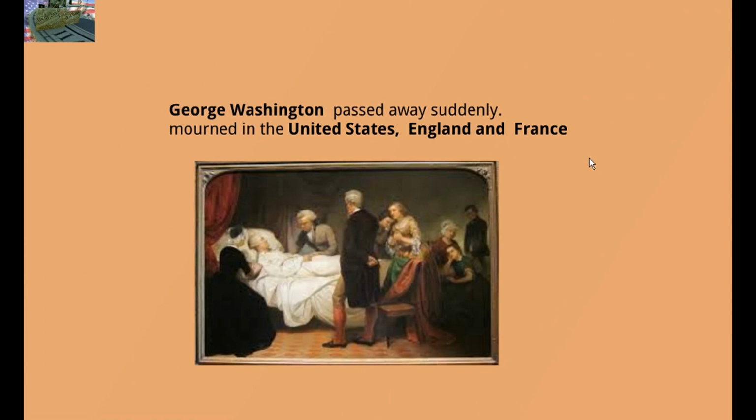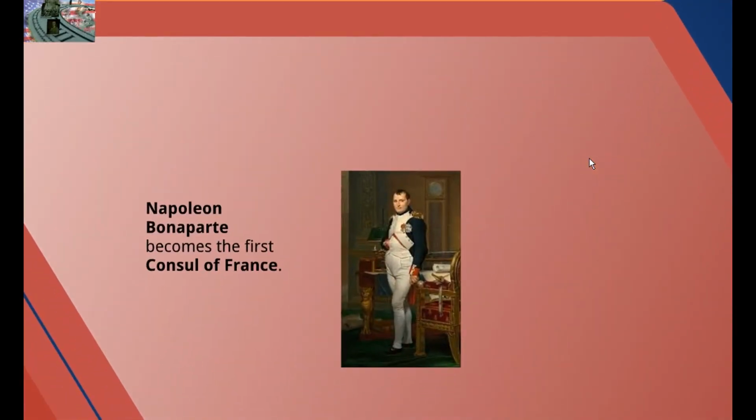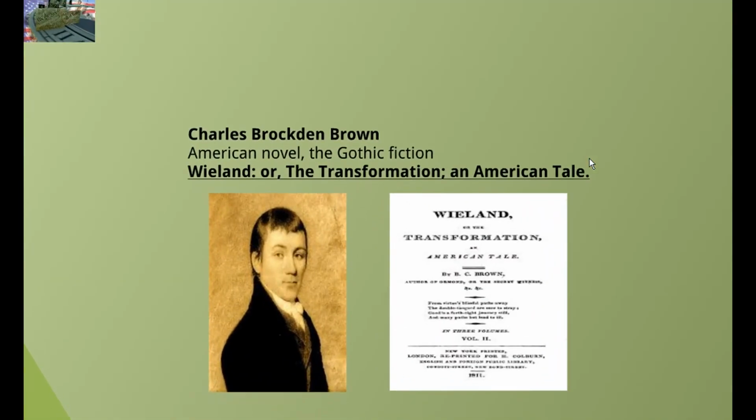In this year, George Washington passes away suddenly, and he is mourned in the United States, in England, and in France as a hero. So, this is considered as a very sad event for the United States. And in this year, we have an important development in France, which is the takeover of the government in France by Napoleon Bonaparte, who would become the emperor. Napoleon Bonaparte is the First Consul of France, and he is going to give himself some excessive powers and to transform France into a sort of dictatorship.